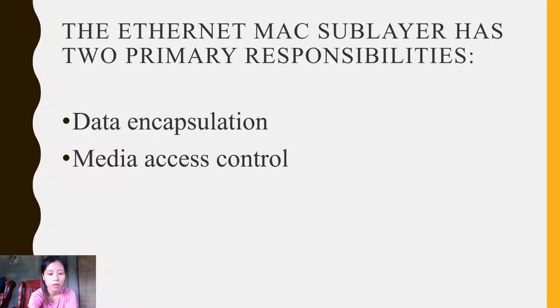media access control, or the MAC. For data encapsulation, the process includes frame assembly before transmission and frame disassembly upon reception of a frame. In forming the frame, the MAC layer adds a header and trailer to the network layer PDU. Data encapsulation provides three primary functions: frame delimiting, addressing, and error detection.